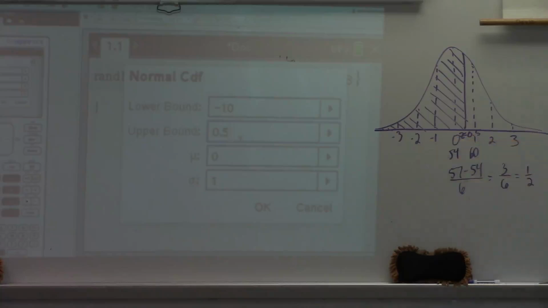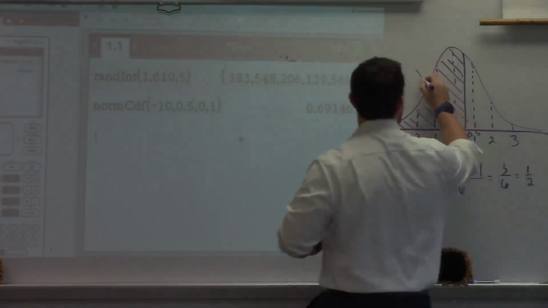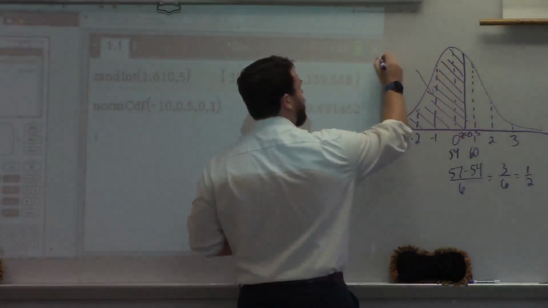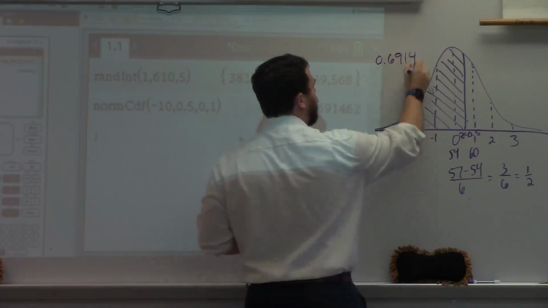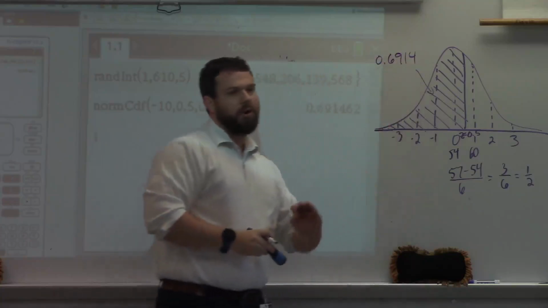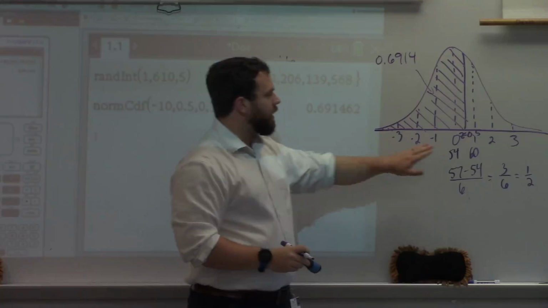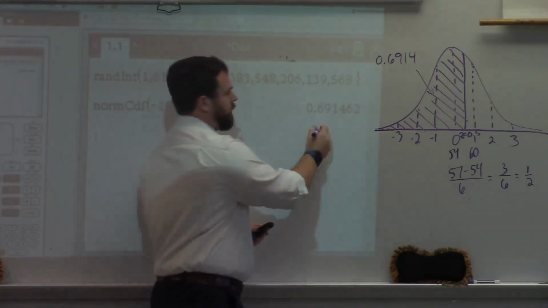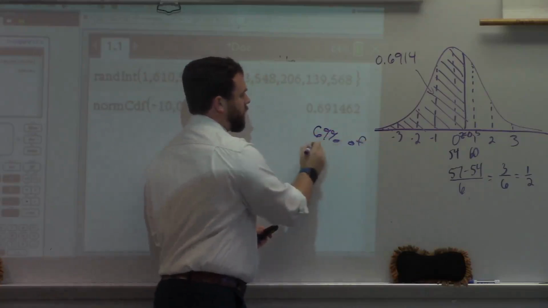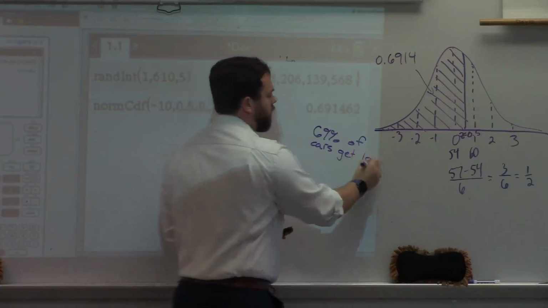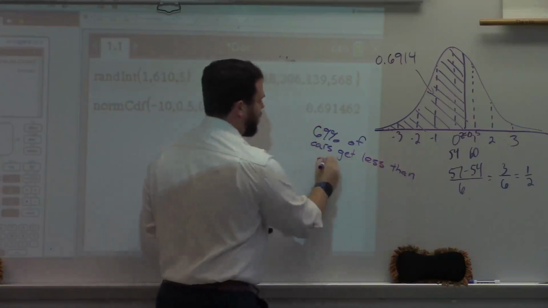Once you have this filled in, you hit enter. So you need your lower bound and your upper bound. We should all have 0.69 or so. 0.691. Okay? So, this area, so the area is 0.6914. So what percent of cars get less than 57 miles per gallon? 69% of cars get less than 57 miles per gallon.